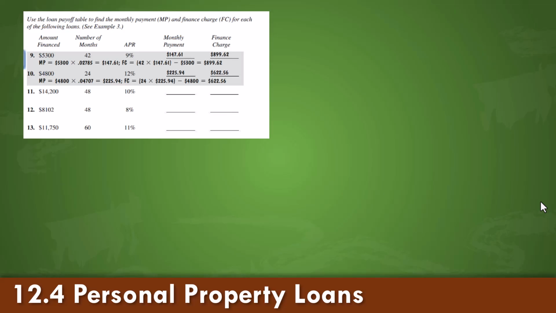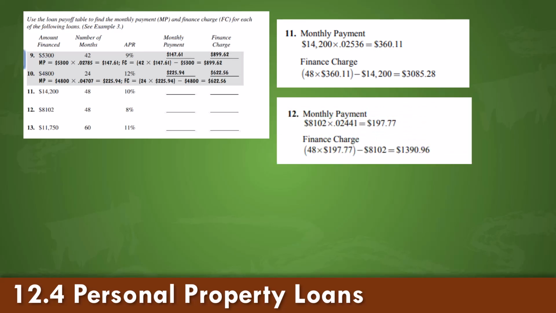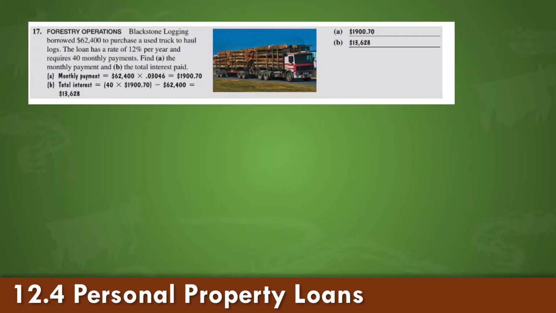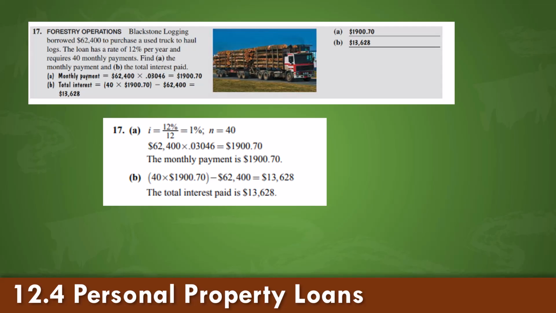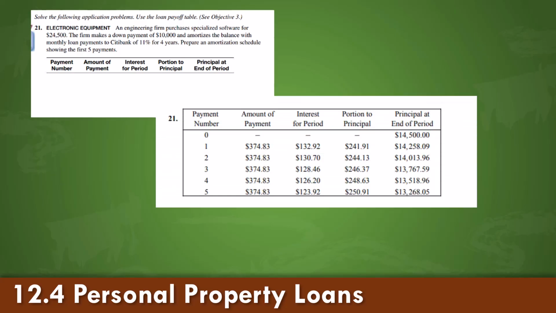In this case here, we're using a loan payoff table to identify the monthly payment, MP, and the FC or finance charge. I've demonstrated 11, 12, and 13 for you here. Word problems will take into consideration the same information. For example, in this one, you're finding the monthly payment and the total interest paid. Remember to calculate your end value appropriately. In this case here, we're preparing an amortization schedule showing the first 5 payments.